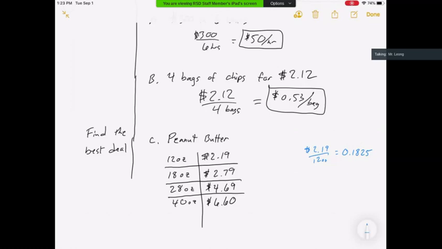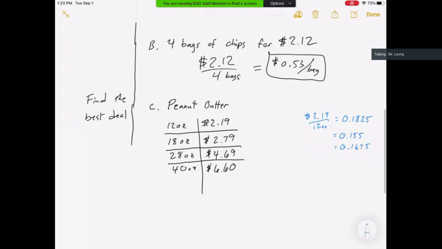All right, Alvin got me an answer. Thank you. Pretty good. All right, let's check it out. For the second one, you should have gotten 0.155. Yes? And the third one, you should have gotten 0.1675. And for the last one, you should have gotten 0.165. Is that correct? Yeah?